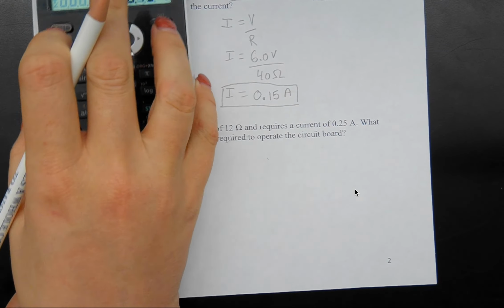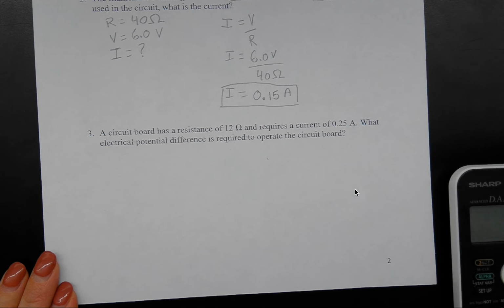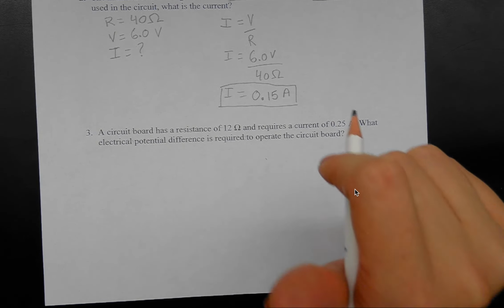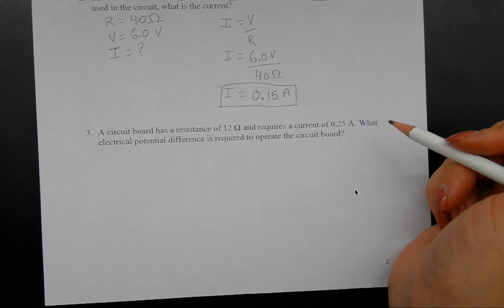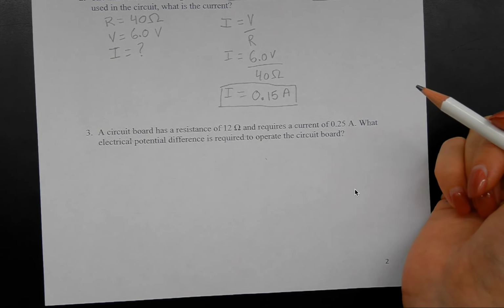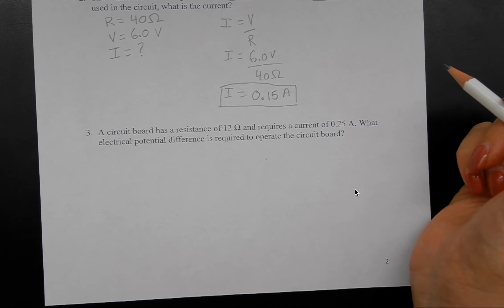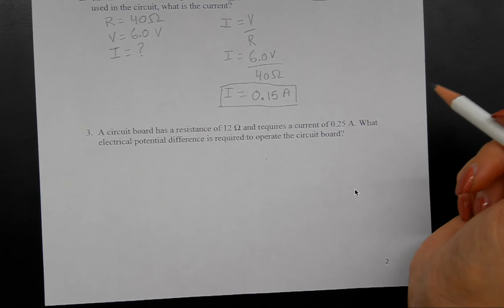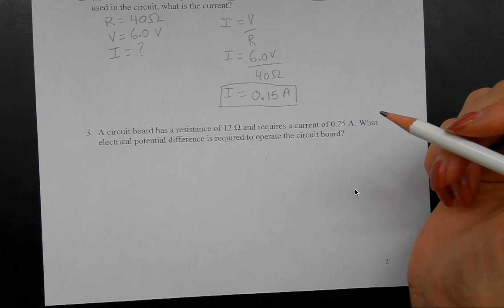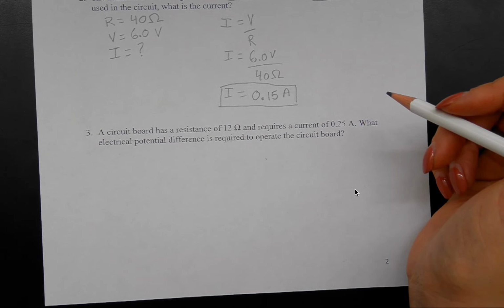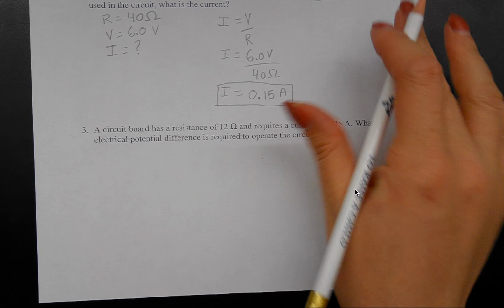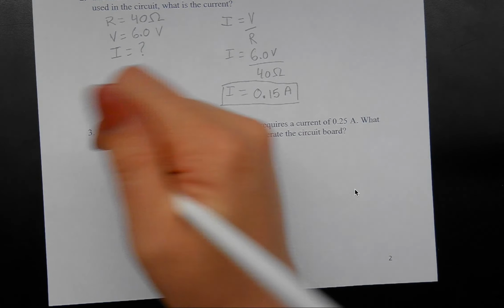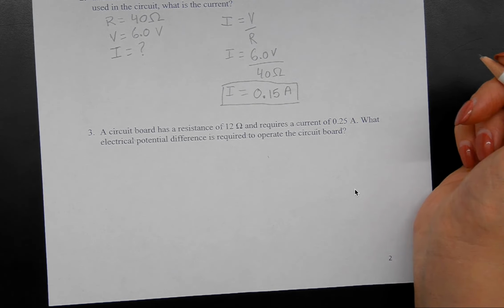Okay, there's one last one here. I want to do this kind of together. A circuit board has a resistance of 12 ohms and requires a current of 0.25 amps. What electrical potential difference is required to operate the circuit board? So I want you to pause the video here and try to solve this problem, and then unpause it when you're ready for the answer. Okay, if you're watching this part of the video, I'm assuming you tried it. I can't be sure, but you should really try it and then watch this to see how you did, because that's the only way you know if you're still confused.